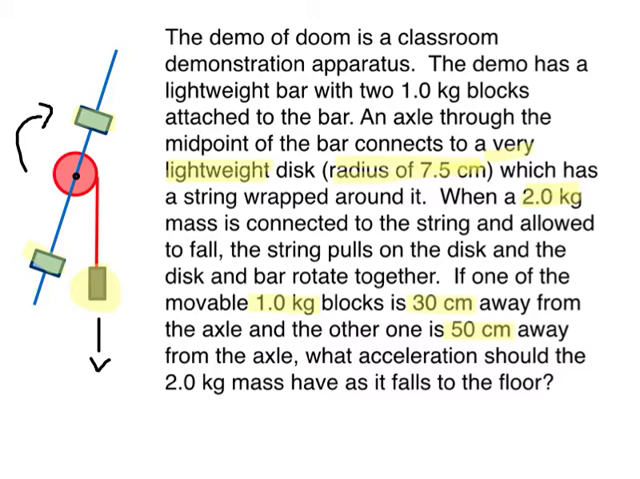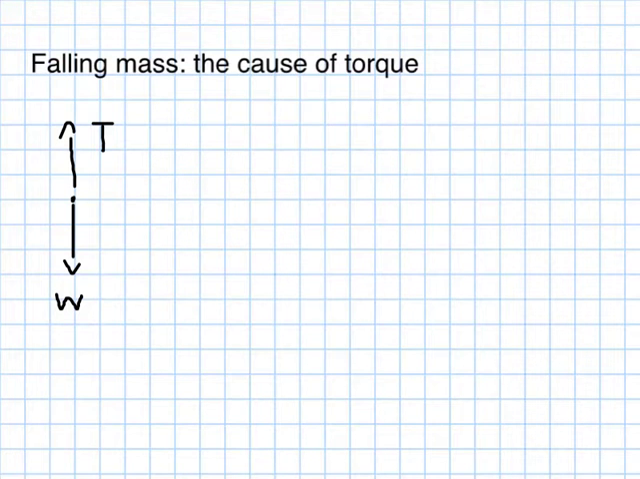The final thing in here that I think is key is that as that disc turns, it turns the bar as well. What it says in here is that the string pulls on the disc and the disc and bar rotate together. It's important to have a good mental picture of what's going on there. So we're going to start by considering the cause of torque. What makes this whole thing rotate to begin with? Well, it's the 2 kilogram mass pulling down on the string.